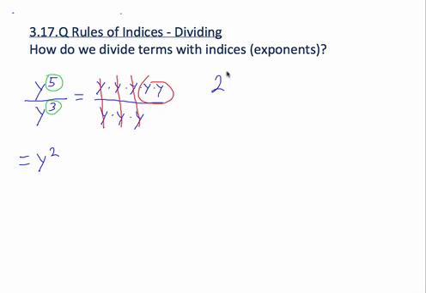If I had 2 to the power of 5 divided by 2 to the power of 3, according to my rule, that would give me 2 to the power of 2, which equals 4. So let's try that out by actually doing 2 to the power of 5 divided by 2 to the power of 3. So 2 to the power of 5 is going to be 32. 2 to the power of 3 is 8. So that gives us 4, and it gave us the same answer as our rule. So it looks like it works, at least for 2.